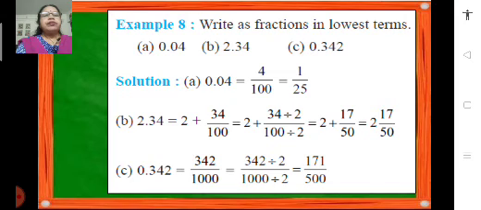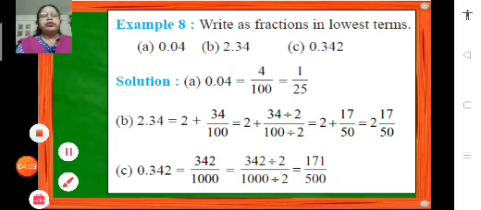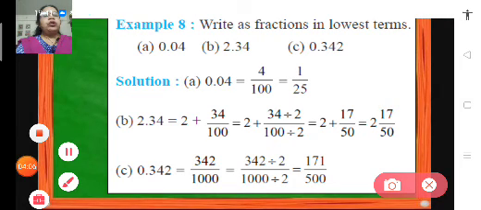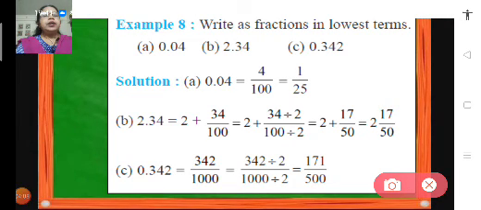Now here we have more examples to show how to write the decimals as fractions in lowest terms. So first one is 0.04. 0.04 can be written as 4 upon 100, isn't it? Because there are 2 decimal places, so we can write the denominator as 100. So 4 upon 100 is 1 upon 25 in its lowest form. By dividing both by 4, we get this lowest form 1 upon 25.